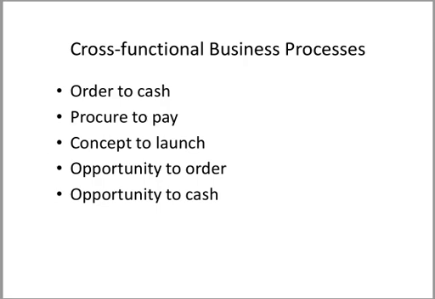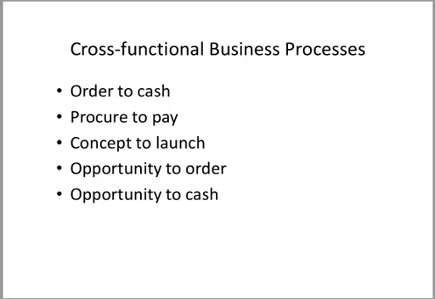Then concept to launch. So concept to launch is something where there's a concept which a marketing department will come up with, like a product development activity, and then it will need to be manufactured and it needs to be sold. So launching is basically selling, right? So there are multiple departments, multiple functions which are involved in making it happen. Opportunity to order is where marketing and sales are coordinating. So marketing will identify the opportunities, and then generate leads and pass them on to the sales department, and the sales department converts them into the order.